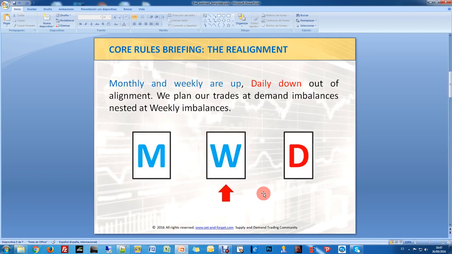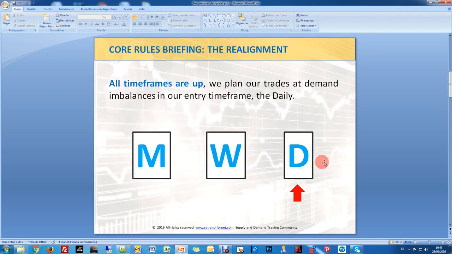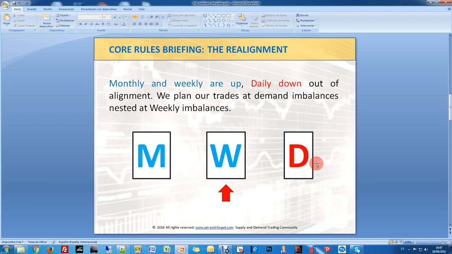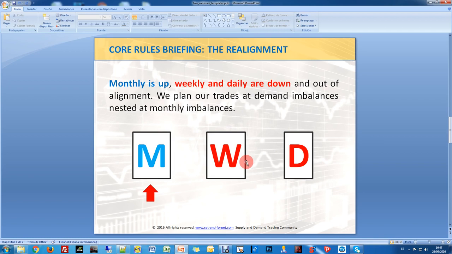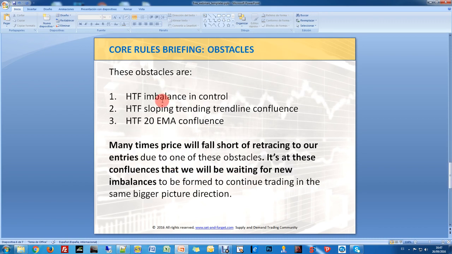Let me summarize it again. All the time frames up, we buy areas of demand on the daily. Daily out of alignment, we buy areas of demand inside a weekly area of demand. Weekly out of alignment, we buy daily areas of demand, because the daily is our end time frame, inside the monthly area of demand. But price could reach some of these obstacles: high time frame imbalance in control, trend line confluence on the monthly or the weekly, intermediate and top time frame, or a higher time frame 20 EMA on the intermediate and top time frame. That's everything.